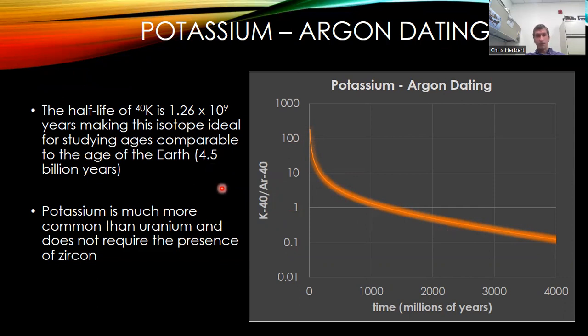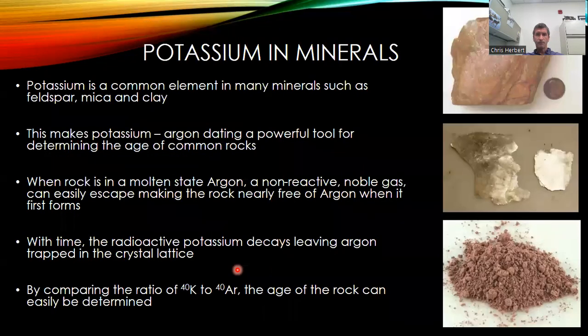And again, because the Earth is about 4.5 billion years old, it's really, really very effective in determining the age of rocks. So there's an interesting example where electron capture is an important tool to geologists for determining the age of rocks. And again, potassium is found in most feldspars, mica, clay, and is a very important tool for radioactive dating.